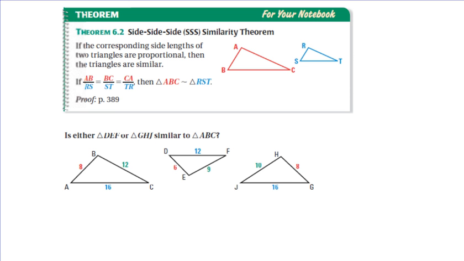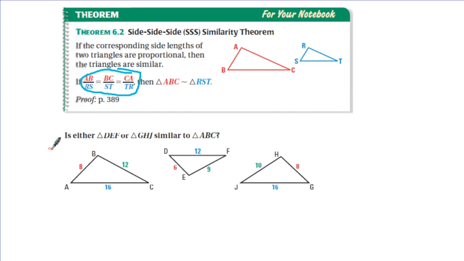We had congruence where if we had all three sides congruent to each other, then we had congruent triangles. In this case, we have three sides that are all proportional to each other. So AB over RS, that proportion is equal to BC over ST, equal to CA over TR. If you have this proportion of all three sides being the exact same proportion, then you have similar triangles. So this is again a theorem that you're going to want to have down in your composition book. Make sure it is there.